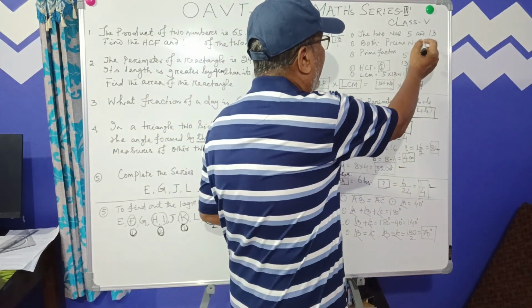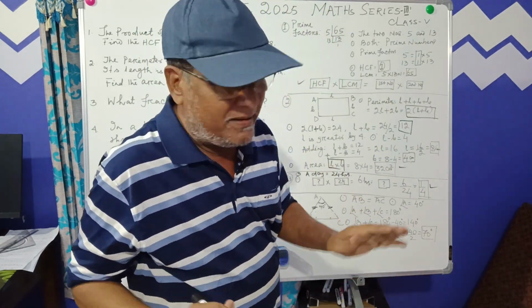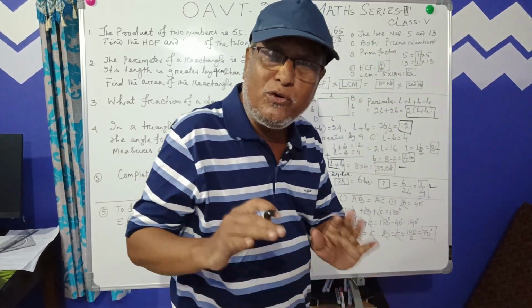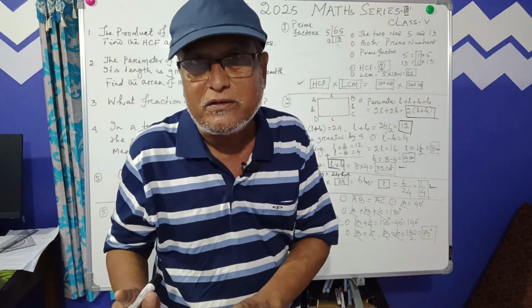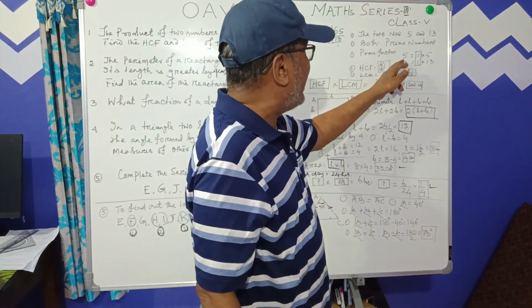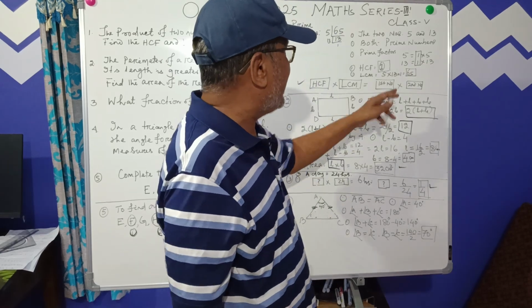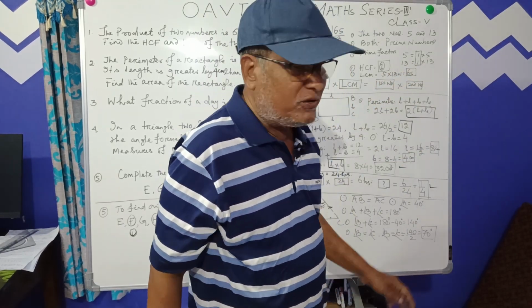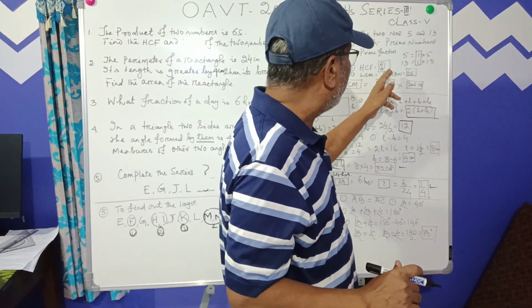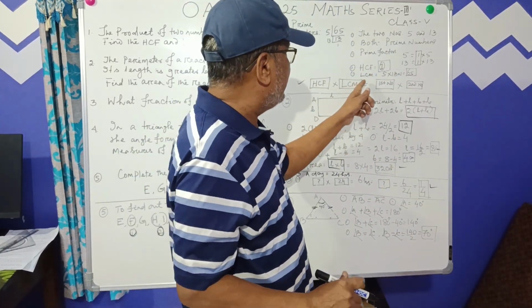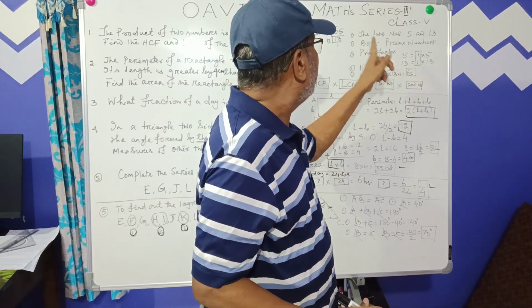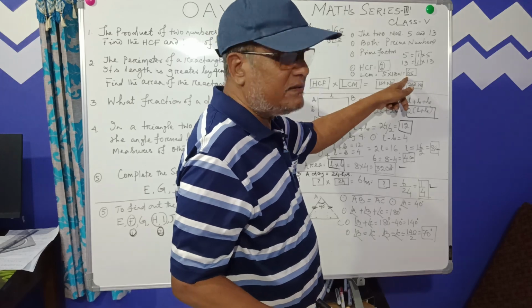Here 5 and 13 both are prime numbers. You know a prime number has two factors, 1 and the number itself. So 5 equals 1 into 5, and 13 equals 1 into 13. So in both the numbers, 1 is the common factor. So the highest common factor is 1. And the LCM is the product, 5 into 13 into 1, that is 65.